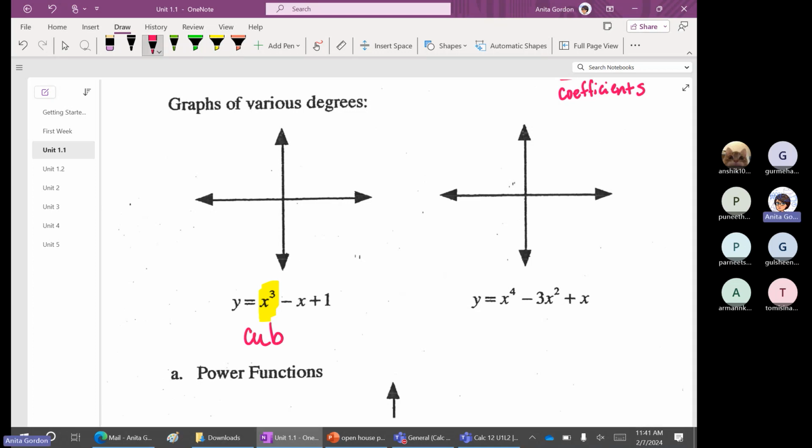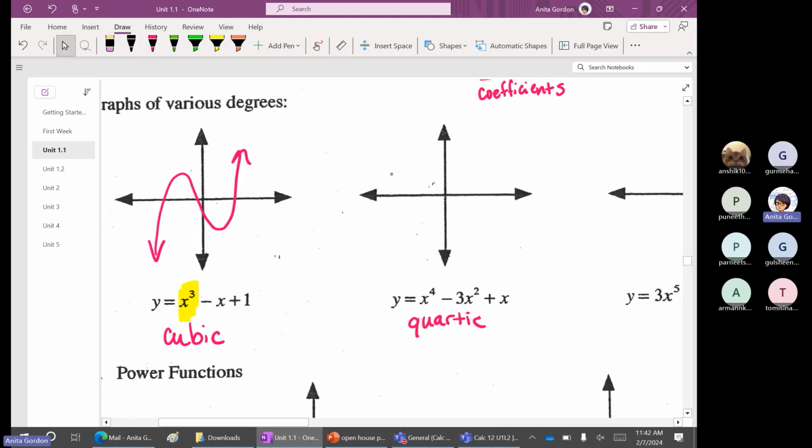What is the basic shape of a cubic? Up, down, right? We always start, if it's positive, going from your left end down, and it comes out like this, right? Okay, what about a quartic? Up, down. Okay, what's the basic shape of it?